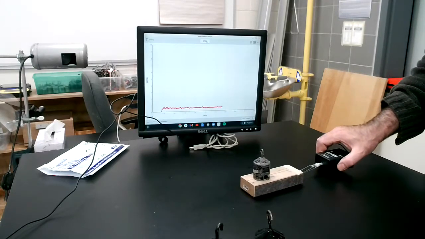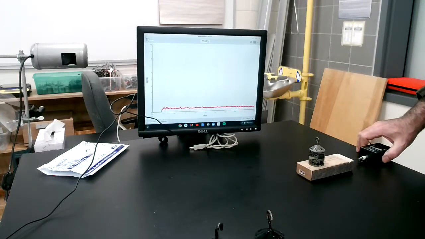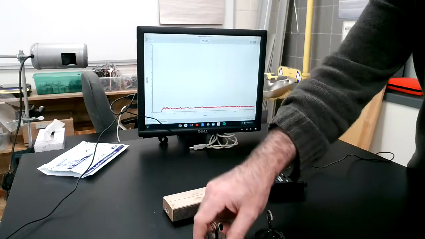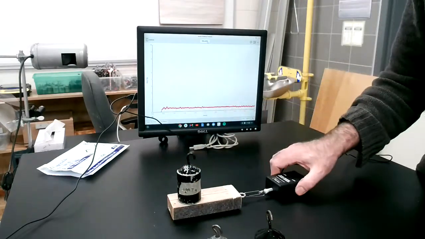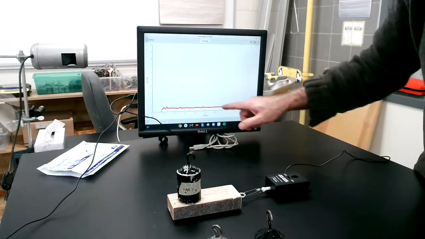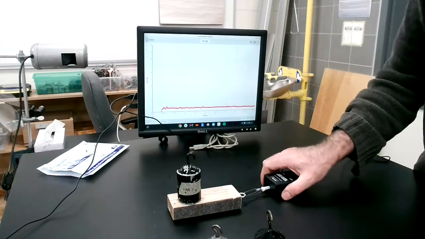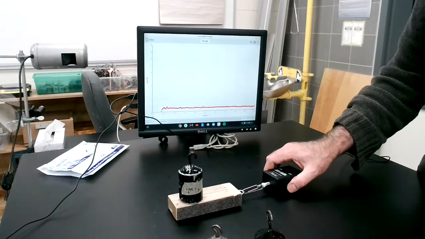Oh, this time we need a little more force. Okay, let's increase that again. So now they're pushing together even harder. So here, what do we have? We have a little over half a newton required to make it move at a constant speed.